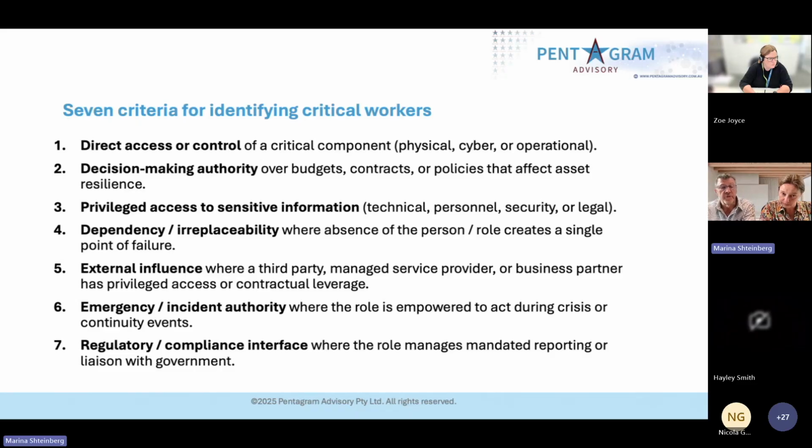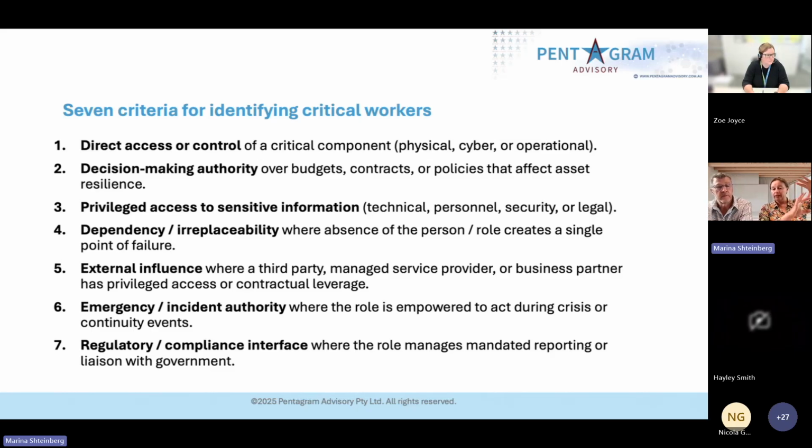External influence, where a third party or a managed service provider and so on has privileged access or contractual leverage. Emergency and incident authority, where the role is empowered to act during crisis, and also regulatory and compliance interface, where the role manages mandated reporting and so on in terms of liaison with government. So these are what we believe are the most appropriate criteria. And of course, the roles and hence the people that might match these criteria may be employees, or they may be contractors or some other category of person.